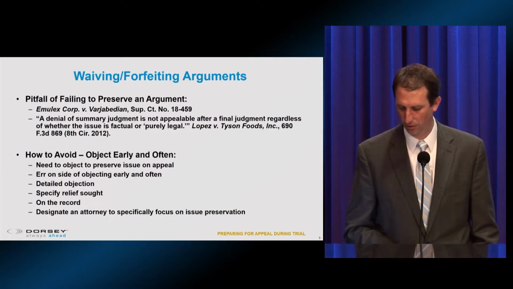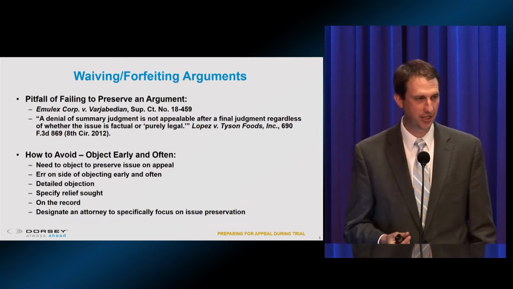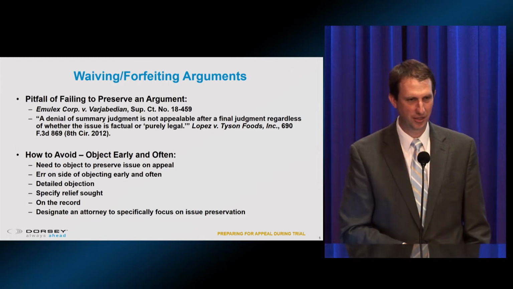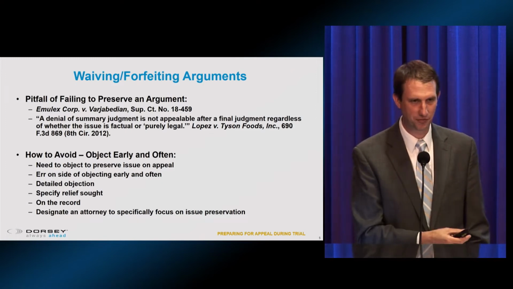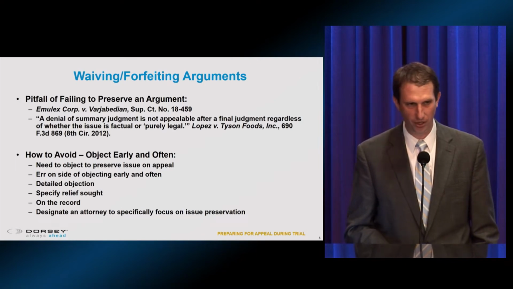In addition to just making the objection at the right time, you need to make sure that your objection is sufficiently detailed for the court to know what it is you're objecting to. You often will need to specify the relief that you're seeking. So for example, if you object to the other attorney's misconduct at trial, you often may need to ask for a mistrial in order to preserve that issue on appeal, when you're arguing for a new trial in a post-trial motion and then on appeal.